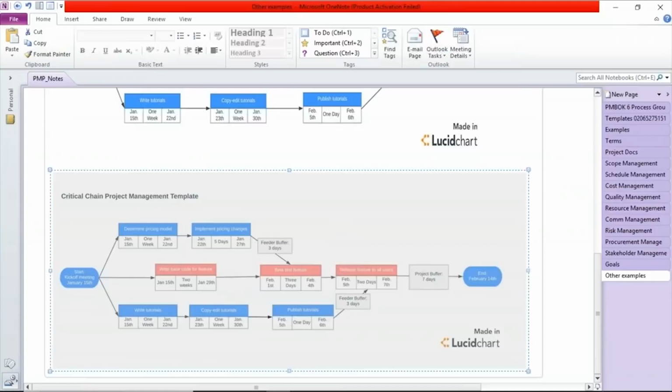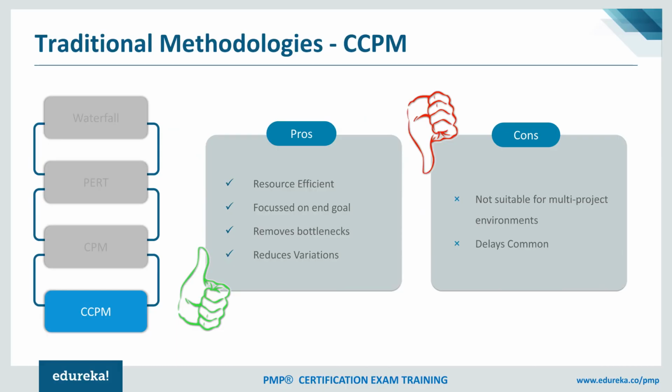So we have an end goal in mind, and then we put in the project buffers. Those project buffers take into consideration any resource constraints, or if, for any reason, there are not enough resources available to perform a particular activity, then how can we still ensure the activity is happening properly and comfortably? For that, those buffers were very, very useful. The pros of this methodology: it was definitely resource efficient because you factored resources in as one of the constraints.